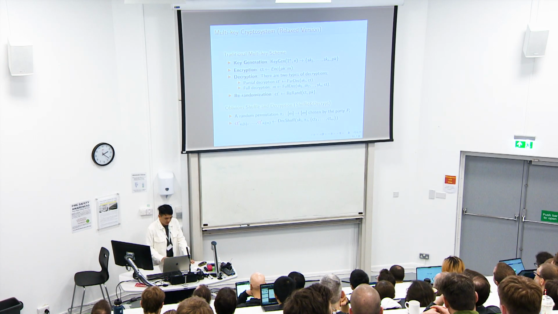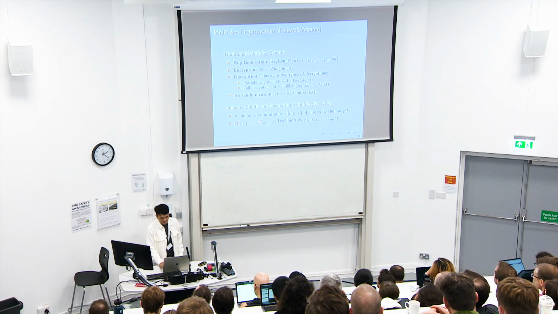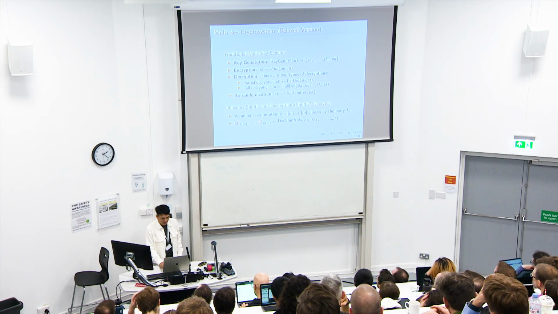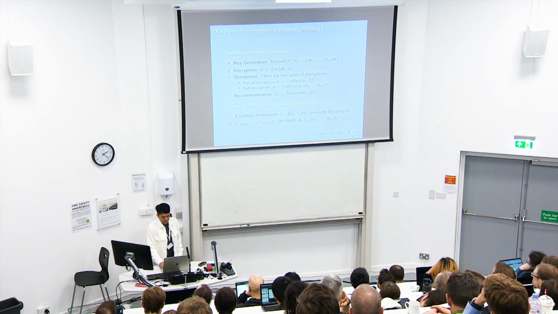Based on such multi-key scheme, we build the shuffle and decryption, where we have each party Pi come up with a random permutation πi. First they permute the set of ciphertexts they receive, and then they partially decrypt the set of the ciphertexts. After that, they re-randomize the message.